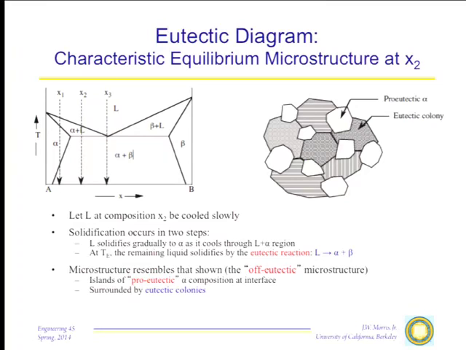and I wind up with a microstructure that looks like this, in which I have grains of what we call pro-eutectic alpha, and then a network of eutectic colonies, something like this. It's actually important for later to realize that it will be the low melting constituent, the eutectic phase, that will actually form the continuous network here.